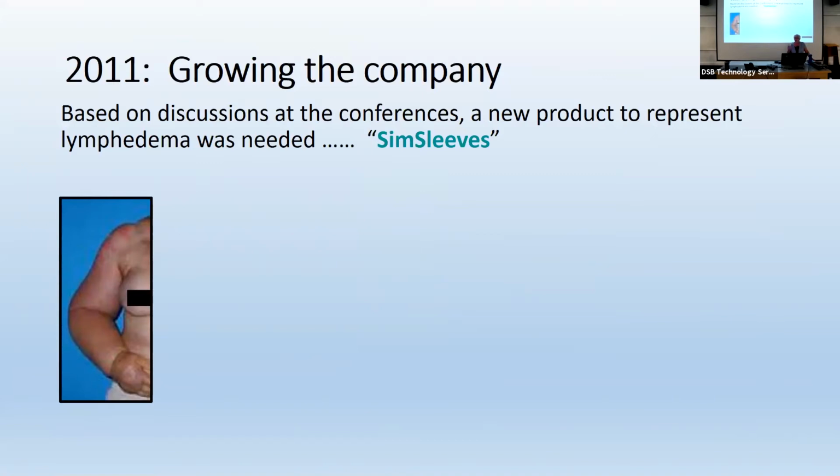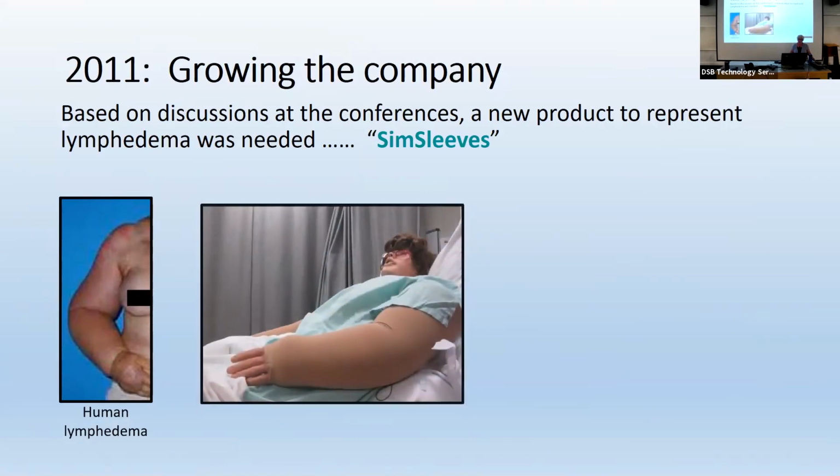At most, pitting edema occurs in both legs. The body balances it out. Lymphedema quite often is only one arm or a leg. So that's what it looked like on a human, and that's what we made.